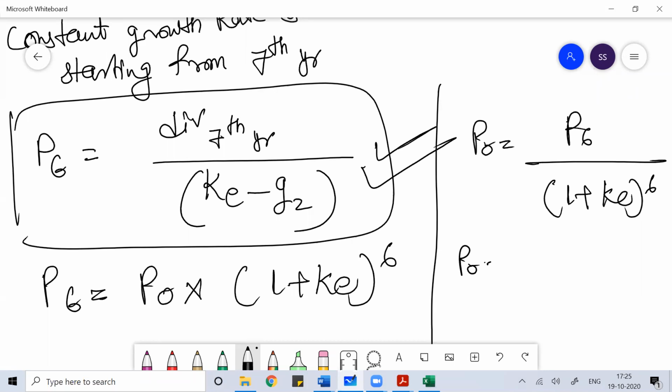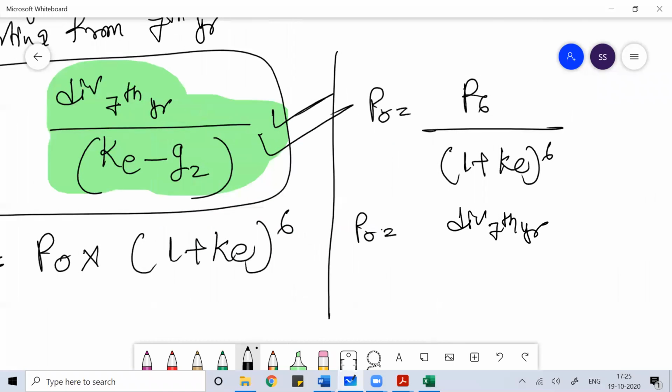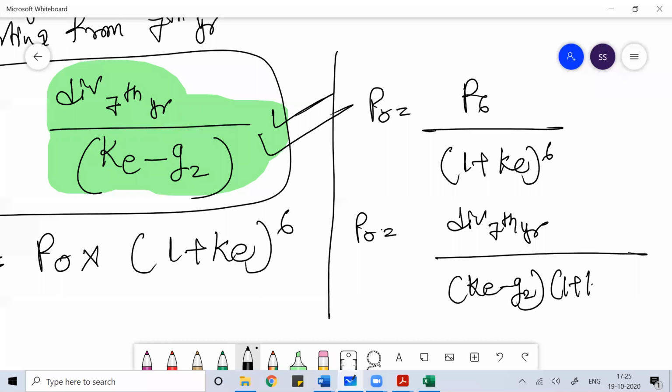Now, the price after the sixth year, this is the formula. So I simply substitute. Then it becomes the dividend for the seventh year divided by (k minus g2), into (1 + k) to the power 6. That will give you the present price of the share. The dividend for the seventh year, how will you get it? That I have already determined step by step.